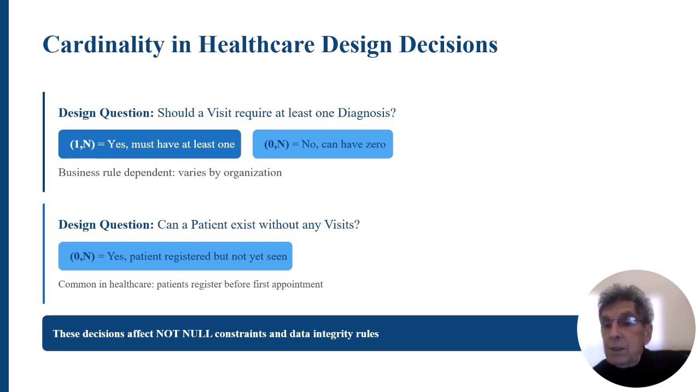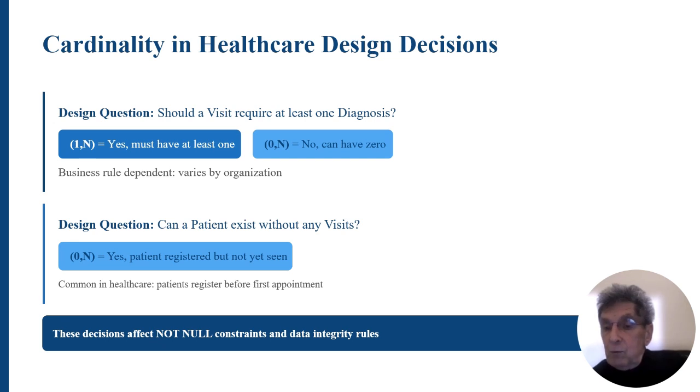Design question: can a patient exist without any visits? Oh, yes. A patient can register into the system before they have their first appointment, so their minimum then is 0. If no, you can only create a patient record when they actually visit, then the minimum is 1. Most healthcare systems allow patients to exist without visits.